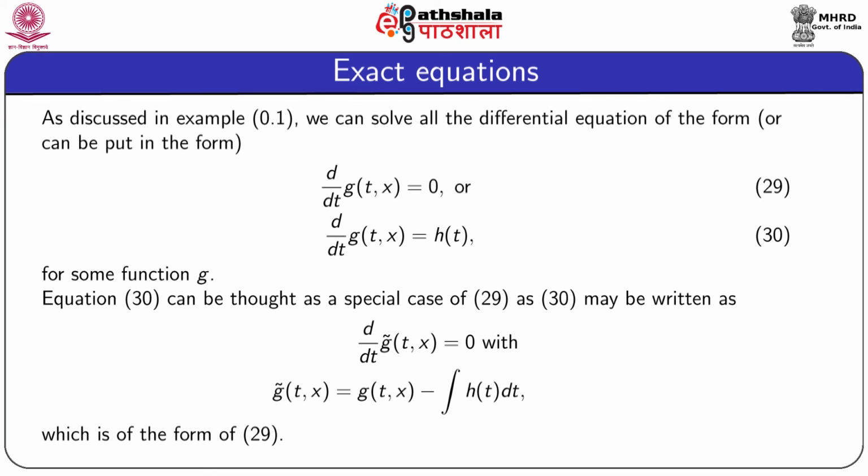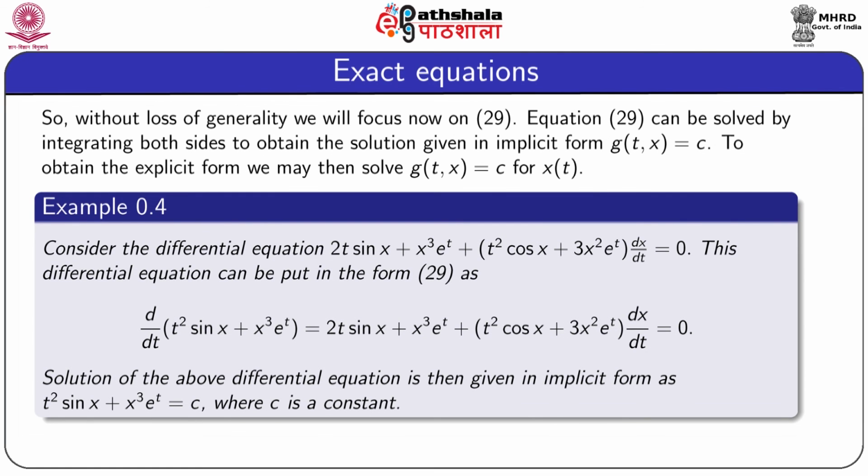As discussed in example 0.1, we can solve all the differential equations which can be put in the form d/dt of g(t, x) equal to 0, given by equation 29, or of the form d/dt of g(t, x) equal to h t, given by equation 30, for some function g. Equation 30 can be thought of as a special case of 29, as 30 may be written as d/dt of some g bar (t, x) equal to 0, with g bar (t, x) equal to g(t, x) minus integral h t dt, which is of the form equation number 29. So, without any loss of generality, we will focus on equation 29.